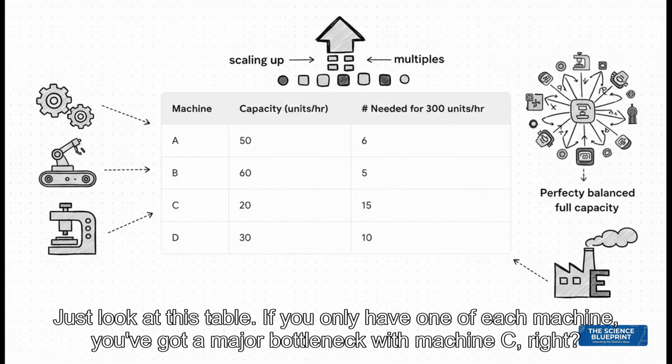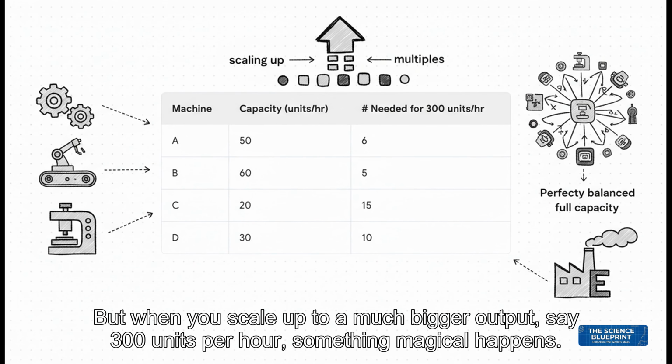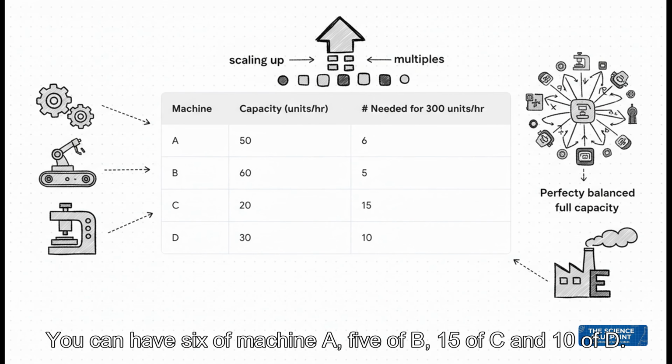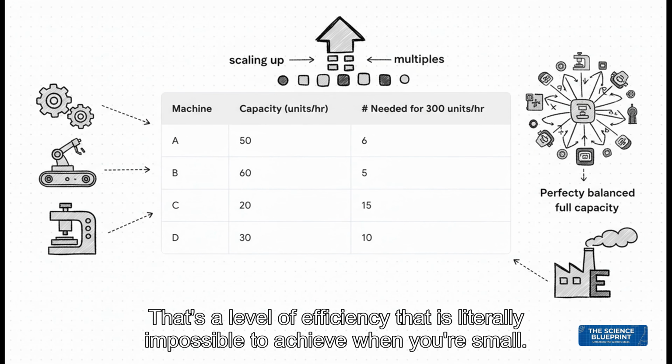Just look at this table. If you only have one of each machine, you've got a major bottleneck with machine C, right? You're stuck producing just 20 units an hour. But when you scale up to a much bigger output, say 300 units per hour, something magical happens. You can have 6 of machine A, 5 of B, 15 of C, and 10 of D. And suddenly, bam, you have a perfectly balanced team of machines all humming along at full capacity. That's a level of efficiency that is literally impossible to achieve when you're small.